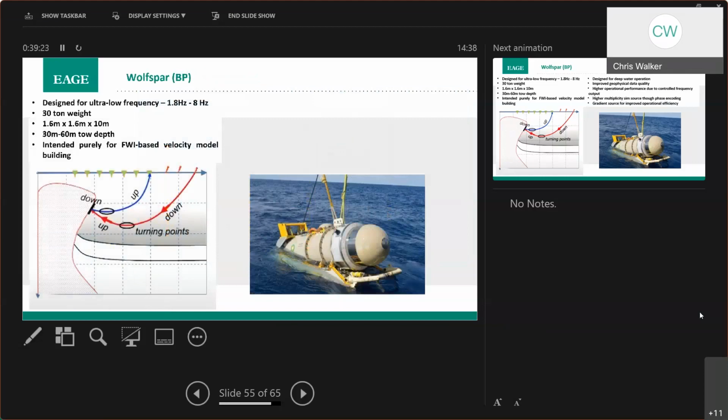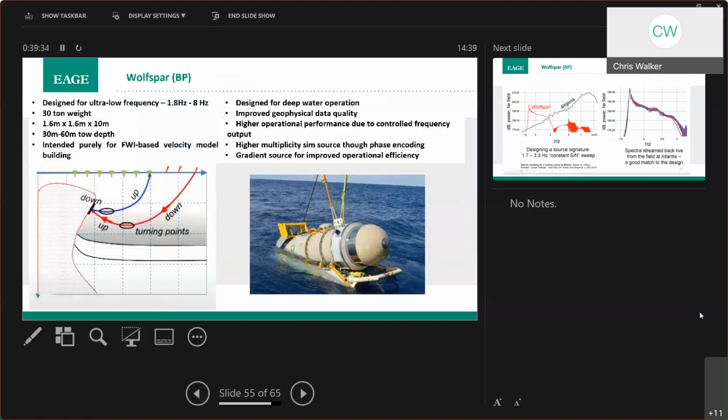So Wolfspar is BP's 30-ton ultra low frequency source. Its resonant frequency is down at 1.8 hertz. It can sweep up to 8 hertz. When it's been used in operation, they've used it to hum at about 1.8 or 2 hertz. It is a monster. It's 1.6 by 1.6 meters by 10 meters long. It has to be that big to displace the amount of water that's needed to generate signals at 1.8 hertz.